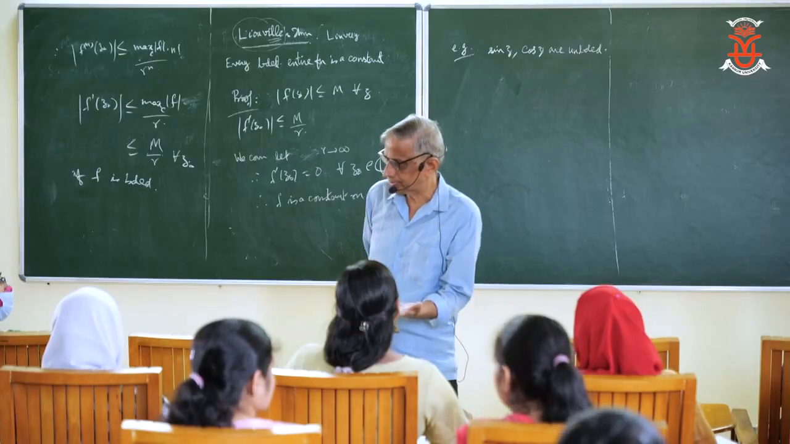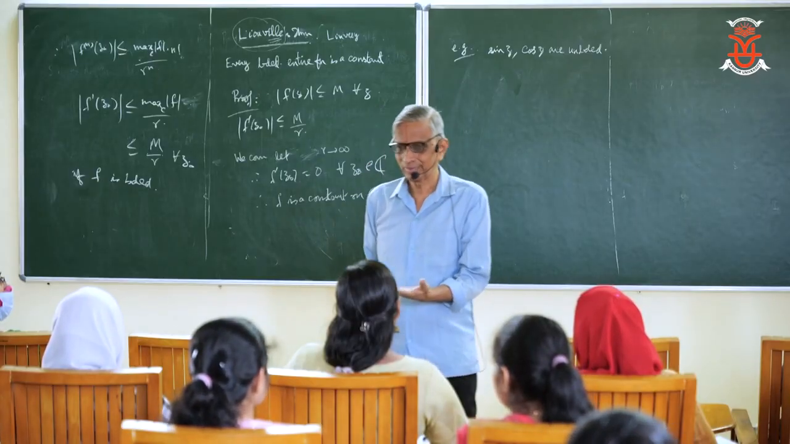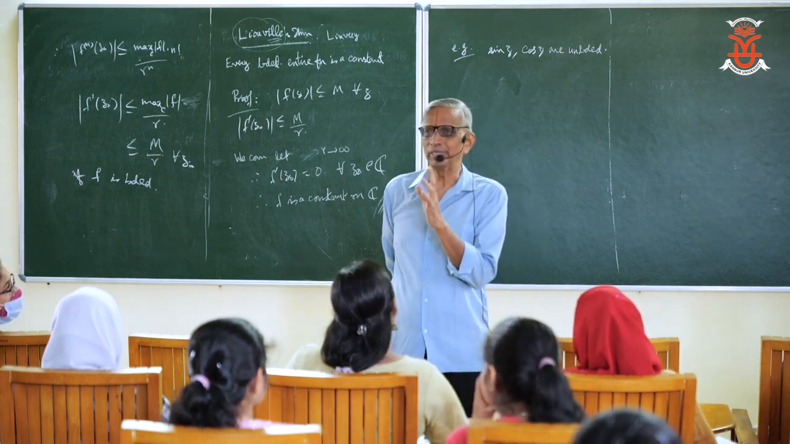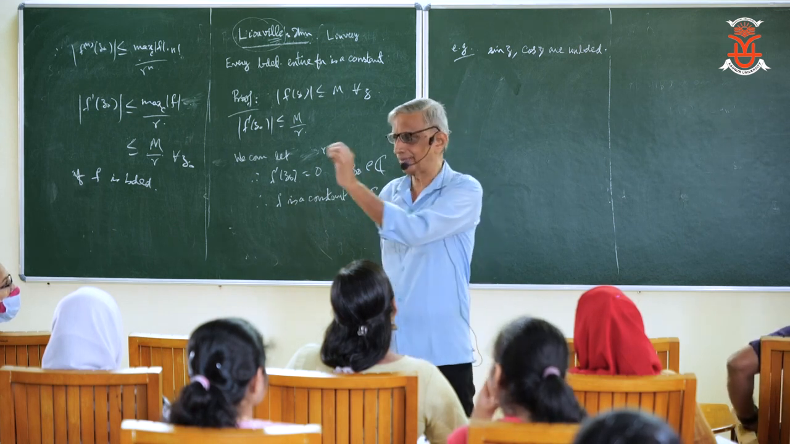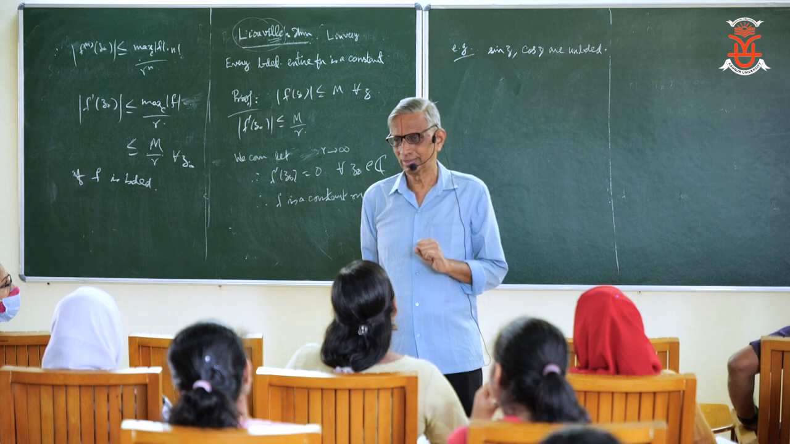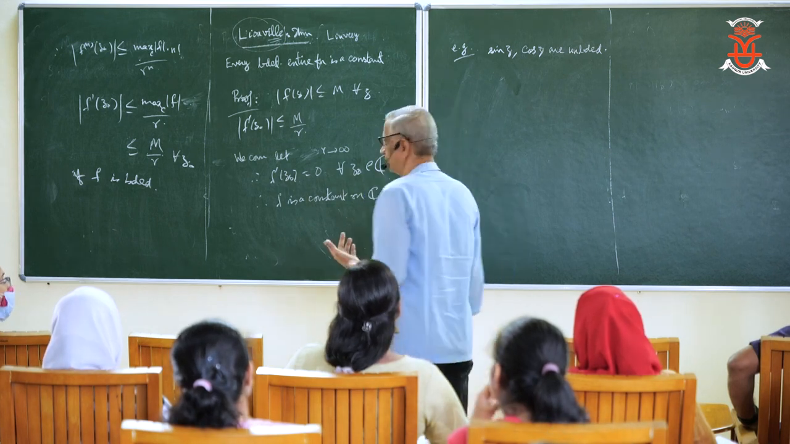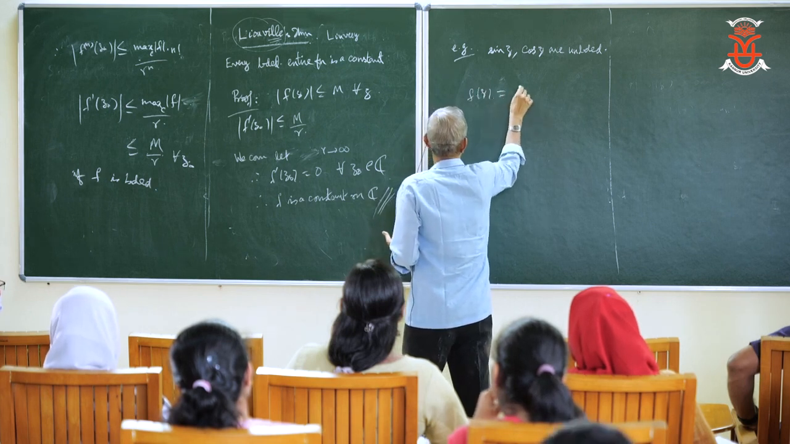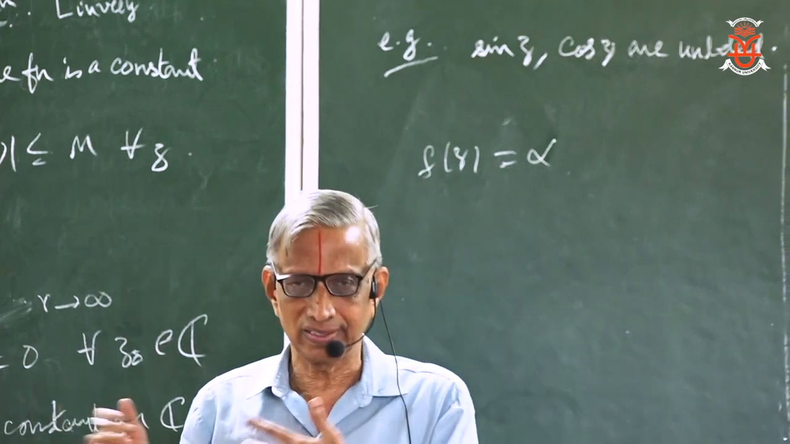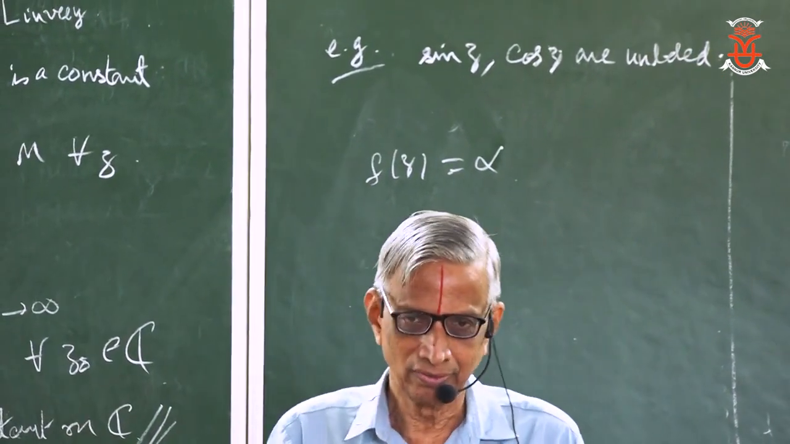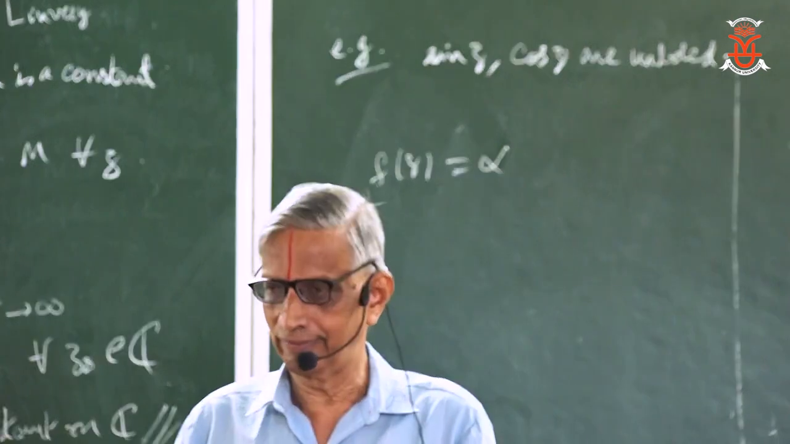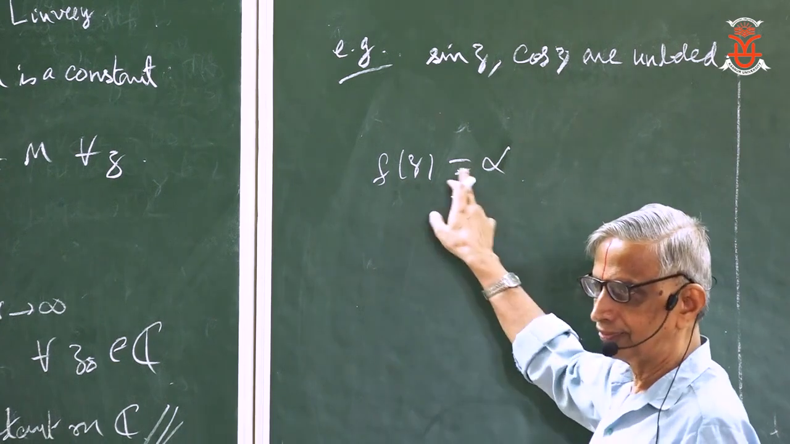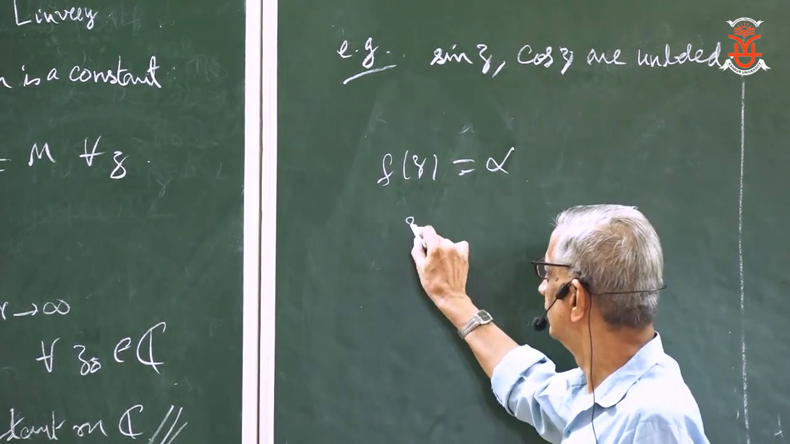So can you rephrase the question? What is the meaning of saying that a function f takes a value alpha? What does it mean? This equation has a solution. That means there is some z for which f of z equals alpha. Right? So look at z square now.